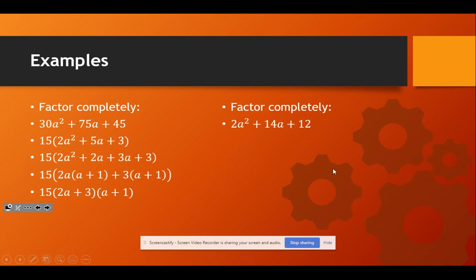1. On the right side, I have a GCF of 2 that I need to pull out. I'm left with a squared plus 7a plus 6. Now, I have a basic trinomial because the number in front of the squared term is 1. I put a's in both sets of parentheses, and factors of 6 that add up to 7 are 6 and 1. So I have 2 times the quantity a plus 1, times the quantity a plus 6.